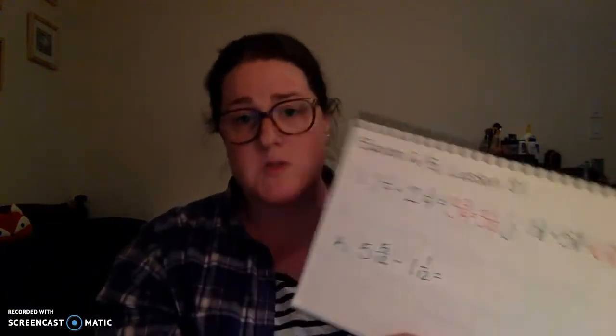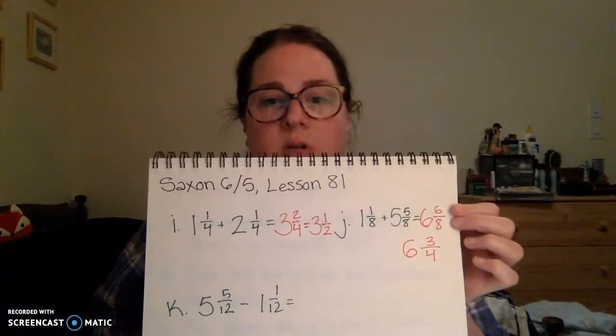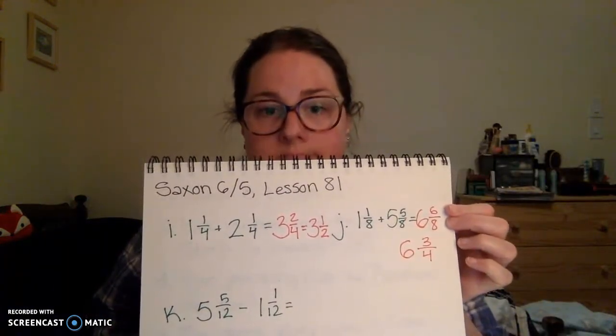I want to reduce my fraction. 6 and 8 are both divisible by 2. So my whole number stays the same. It stays 6. 6 divided by 2 is going to be 3. 8 divided by 2 is going to be 4. So I have the mixed number 6 and 3/4.